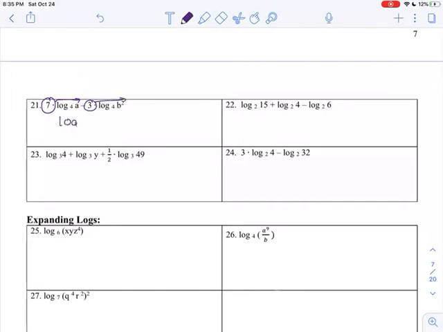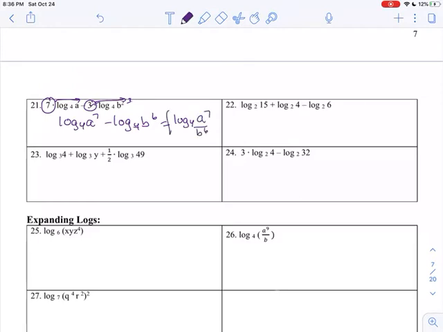So here we have number 21. Remember, a number out in front is really just the exponent. So I'm going to put that back as the exponent, and this 3 is going to be the exponent over there. So this is going to be log base 4 of a to the 7th minus log base 4 of b to the 6th, because there's already a 2 and that 3 is becoming an exponent. So 2 times 3 is 6.